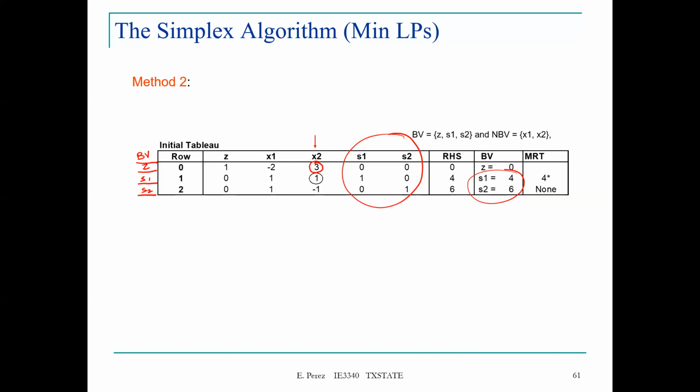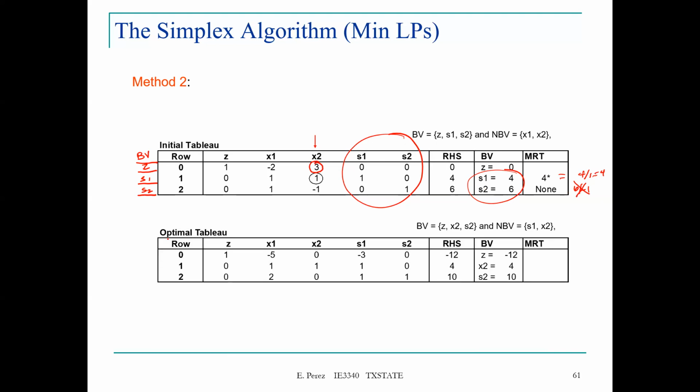So I need to do the minimum ratio test. I do 4 divided by 1, which is equal to 4. And then I do 6 divided by -1, which is negative, so we don't take that into account. So S1 is leaving, X2 is entering. So what we have here is the basic variables Z, X2, S2. And then we solve. We do the elementary row operations to make this 0, 1, 0.